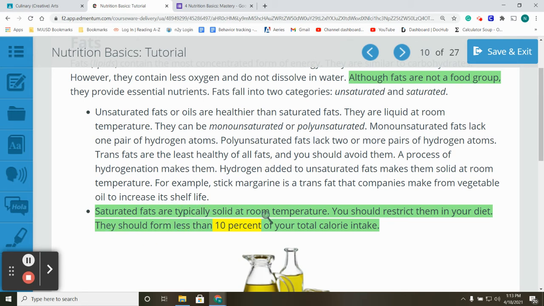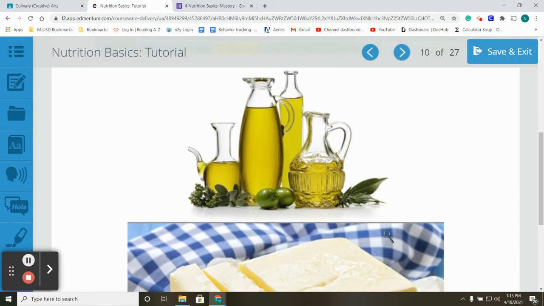Saturated fats are typically solid at room temperature. You should restrict them in your diet. They should form less than 10% of your total calorie intake.